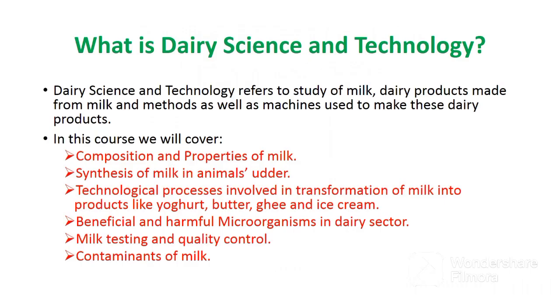Dairy science and technology refers to the study of milk, dairy products made from milk, and methods as well as machines used to make these dairy products. In this course, we will cover number 1, composition and properties of milk, number 2, synthesis of milk in animals' udder, number 3, technological processes involved in transformation of milk into products like yogurt, butter, ghee, and ice cream. Number 4, beneficial and harmful microorganisms in dairy sector. Number 5, milk testing and quality control. And lastly, contaminants of milk.